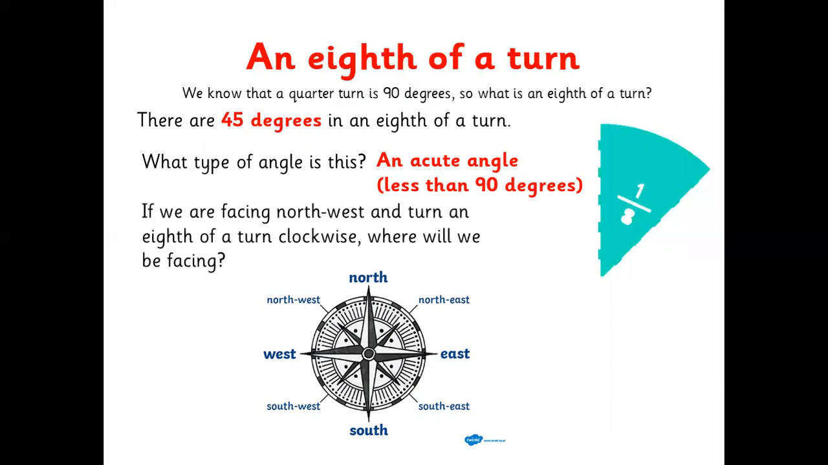Okay, let's take a look at the compass points. If we are facing northwest and we turn an 1/8 of a turn clockwise, oops, and I've given you away the answer already, you'd be facing north. And remember, clockwise, you're going the same way as the clock towards the right. So well done if you got that there.